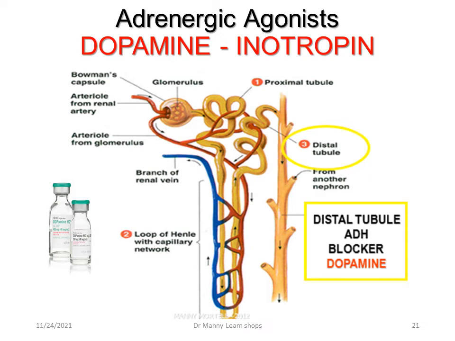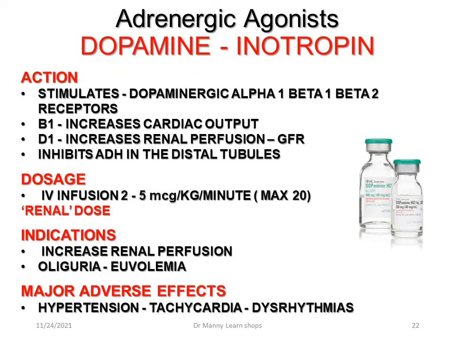When we look at adrenergic agonists, we should consider dopamine, inotropin, which we looked at as a positive inotrope and agonist in the cardiovascular workshop or learn shop. Now, dopamine is a distal tubule antidiuretic hormone blocker. So if you block antidiuretic hormone, you get a diuresis. It stimulates the dopaminergic, alpha-1, beta-1, beta-2 receptors.